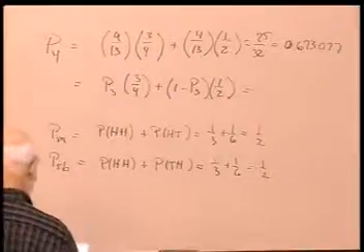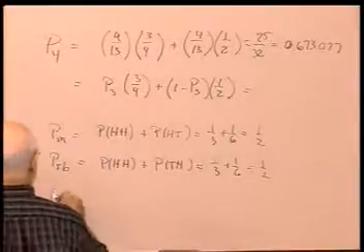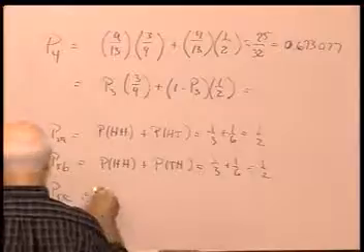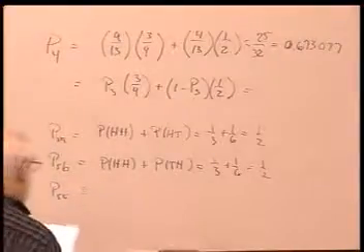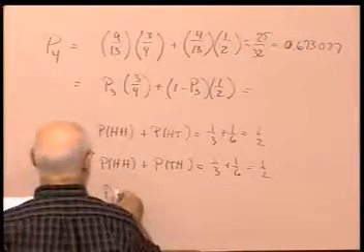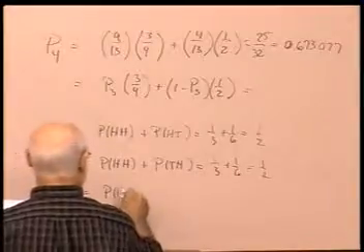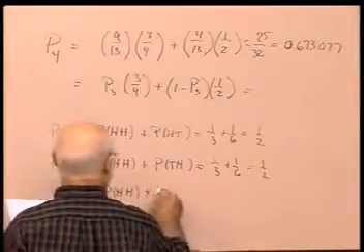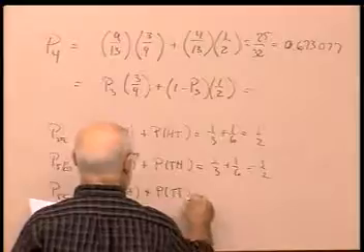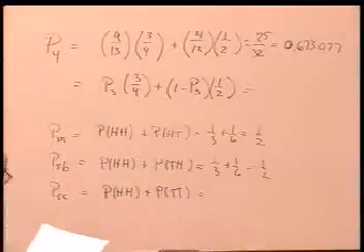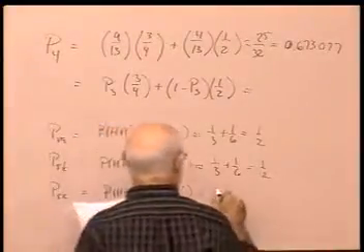So question 5C is, what's the probability that Agnes guesses right? The probability she guesses right is the probability of HH plus the probability of TT. That's equal to 1/3 plus 1/3.